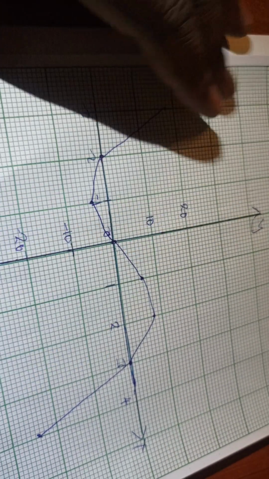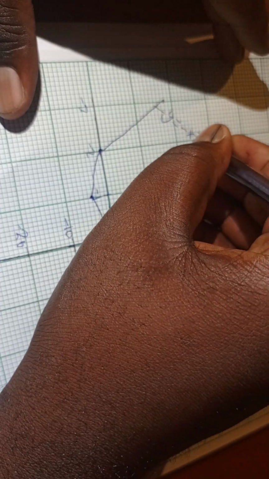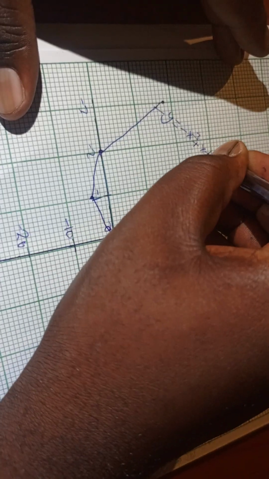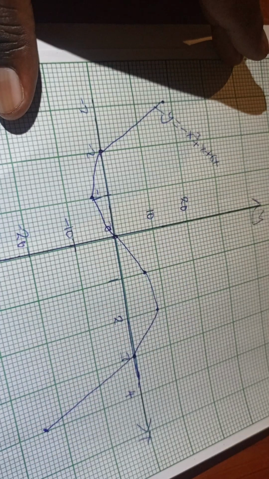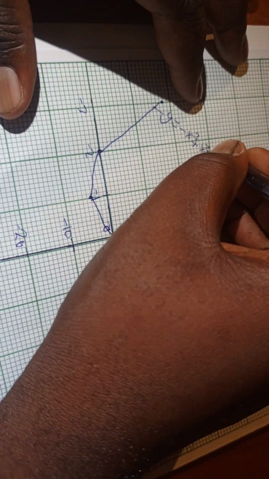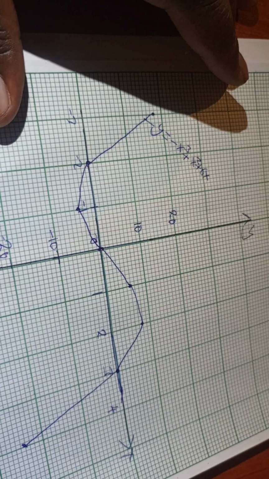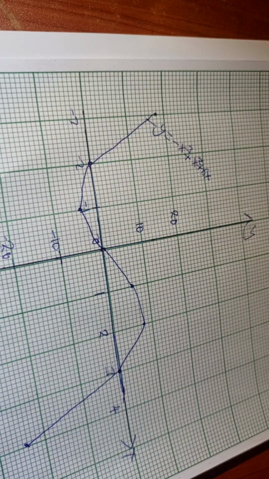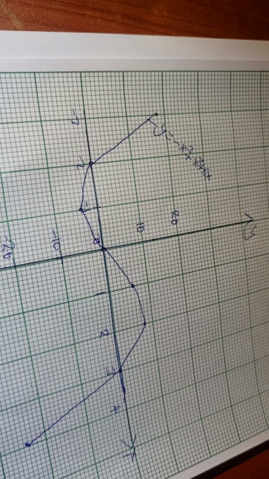It's clear? Then now you name it as y is equal to -x to the power 3 plus x squared plus 6x. Like this. Clear. So this is the graph. Then now we go to the next question.